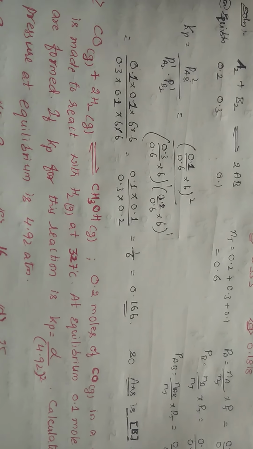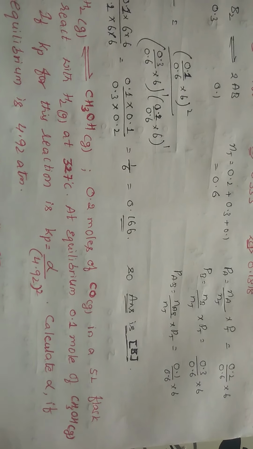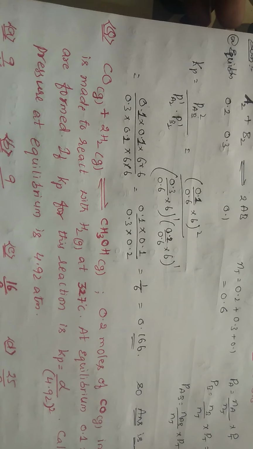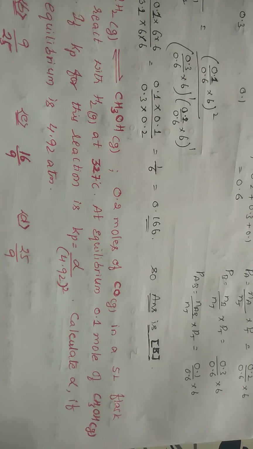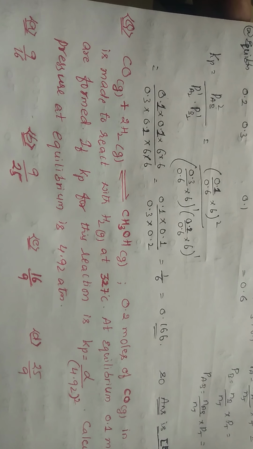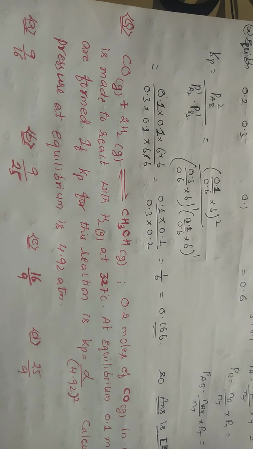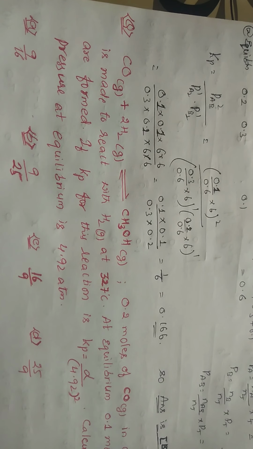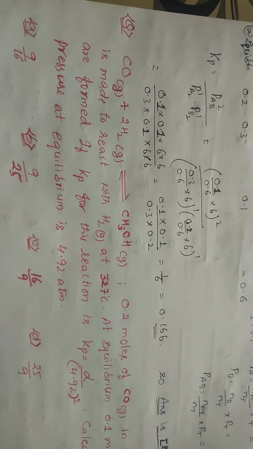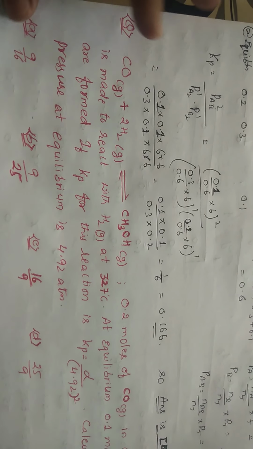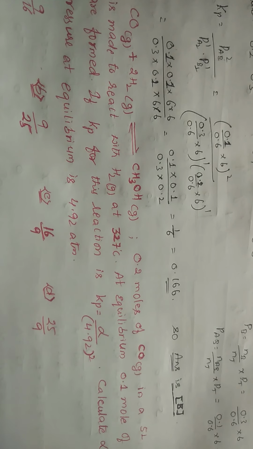Take one more question. CO plus 2H2 converted to alcohol. 0.2 moles of CO in a 5 liter flask is made to react with H2 at 327 degrees centigrade. At equilibrium, 0.1 mole of CH3OH gas is formed. If Kp for this reaction is Kp equal to alpha by 4.92 whole square, calculate alpha if the pressure at equilibrium is 4.92 atmospheres. Options are 9 by 16, 9 by 25, 16 by 9 and 25 by 9. Pause the video and solve the question, students.